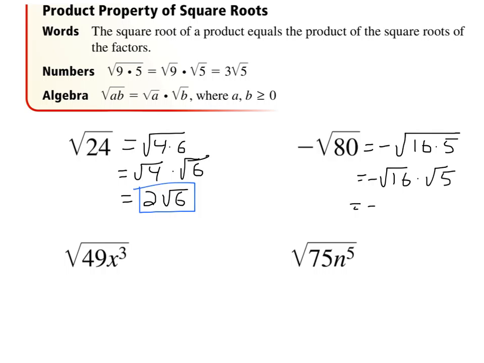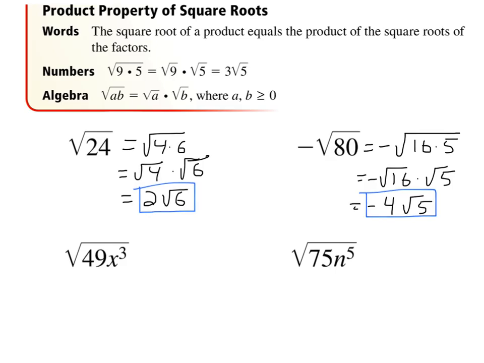And square root of 16 is just 4, so it's become a negative 4. That's a negative times 4. And then the square root of 5 gets tacked on the end. That again means multiplication. That's negative 4 times the square root of 5, and that's my final answer. So that takes care of the first issue that we mentioned in simplest radical form. It has to have no perfect square factors in the radicand.